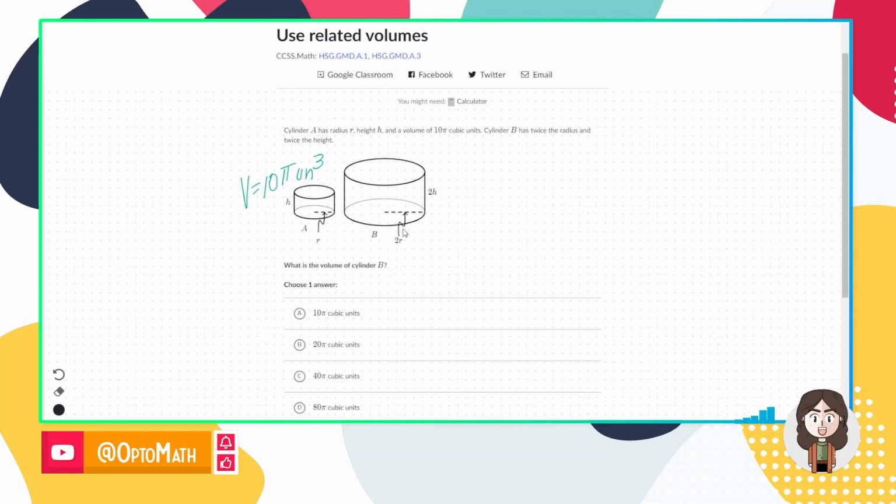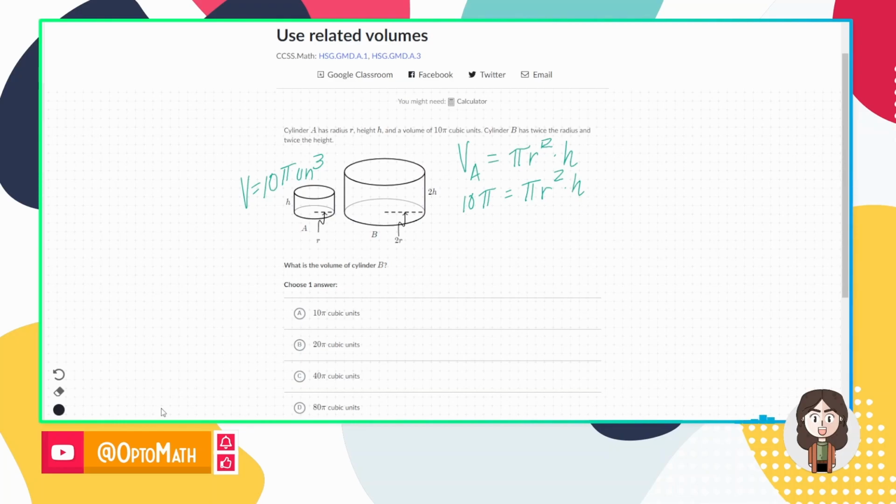So there's probably several ways you can think about this. One thing I might want to do is look at the volume of A, meaning this cylinder A, and write it out. So the volume of a cylinder is the area of the base, which is pi times radius squared, because it's a circle, times the height. So let's substitute what we know. 10 pi is the volume, and then we just have a missing radius and a missing height.